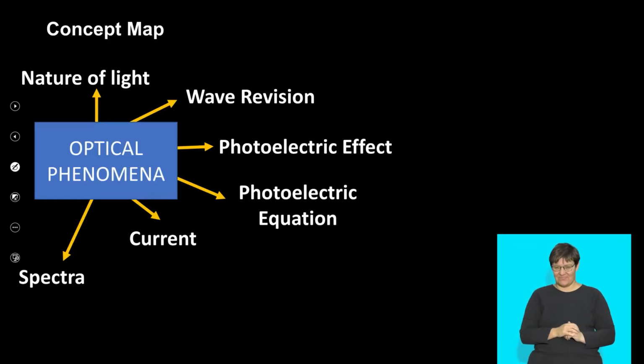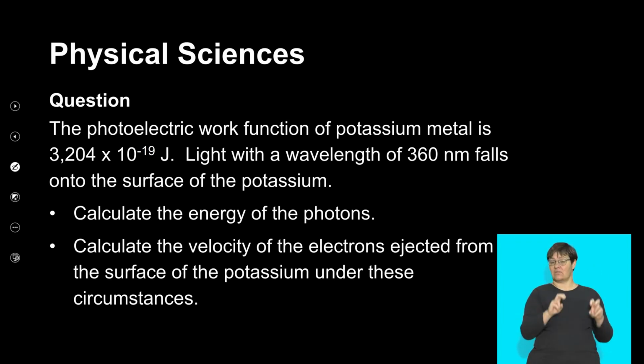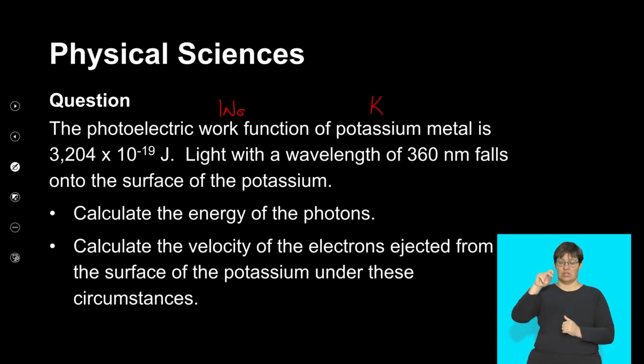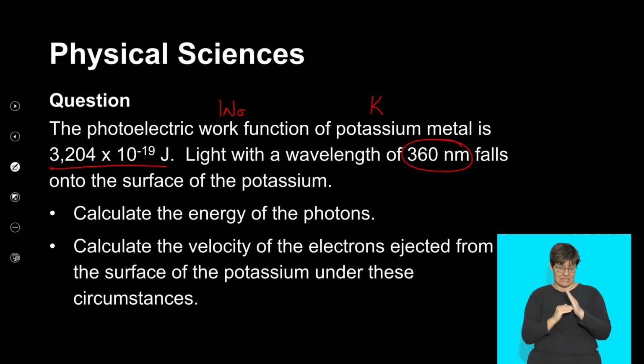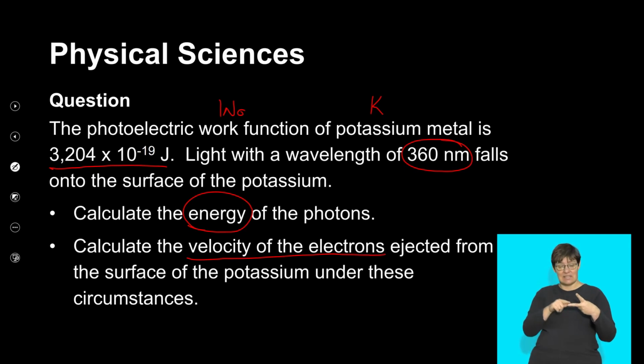So, let's see. Here we go, the photoelectric work function of potassium metal, so what they're giving me here is W0, and it's potassium, so it's K, is 3.024 times 10 to the minus 19 joules. Ooh, they're doing something a little different. They're saying light of wavelength 360 nanometers falls on the surface of the potassium. So the first thing they ask us is, what is the energy of the photons? Secondly, what is the velocity of the electrons ejected from the surface of the potassium?